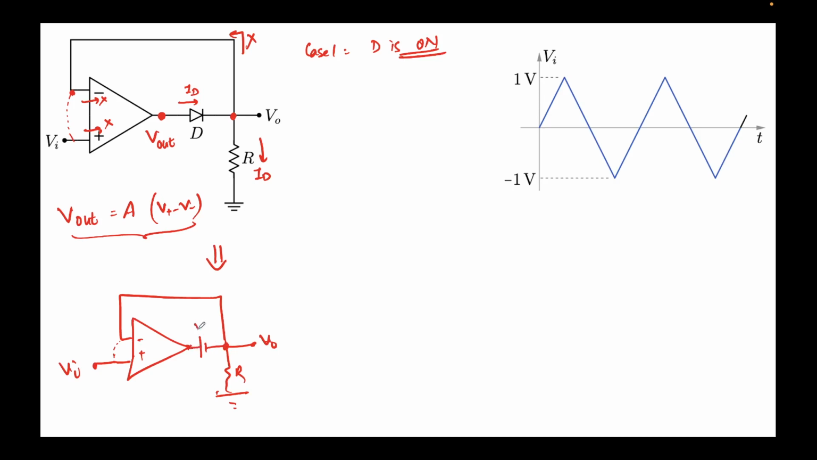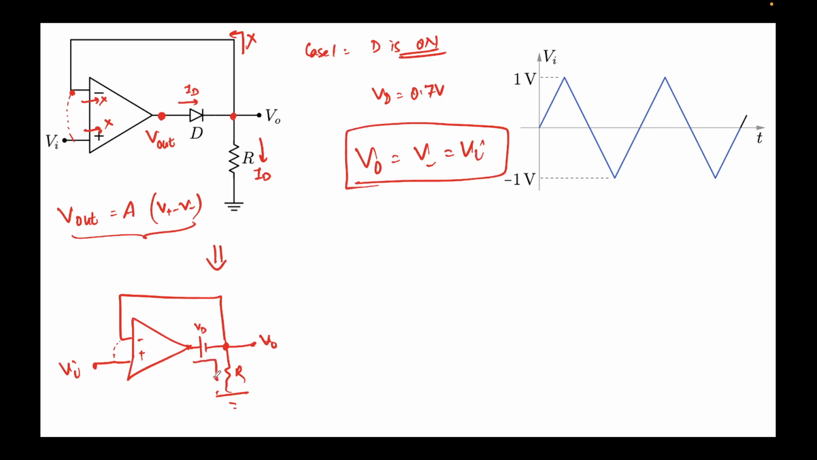So this I denoted as VD. VD in this case is 0.7 volts because the diode is on. You can clearly see now that if this is a virtual short, this will be VI, and so the output voltage is nothing but V minus, which is nothing but VI. So the output voltage will be whatever the input is. Secondly, we also saw that this current ID flows like this. There's no current flowing here, I equal to 0.